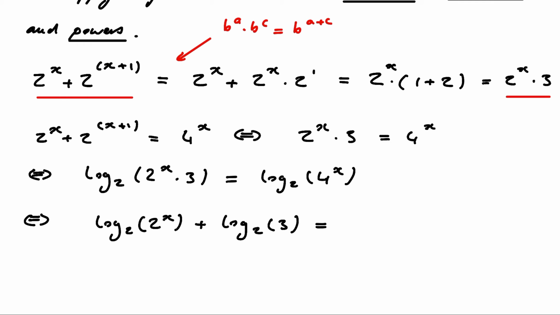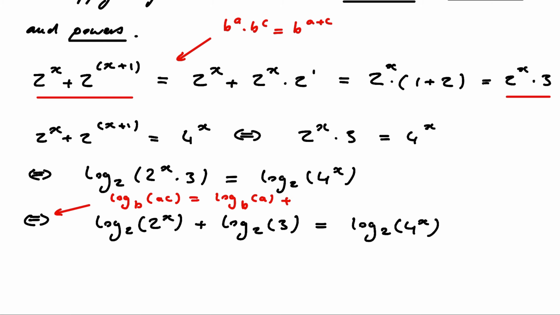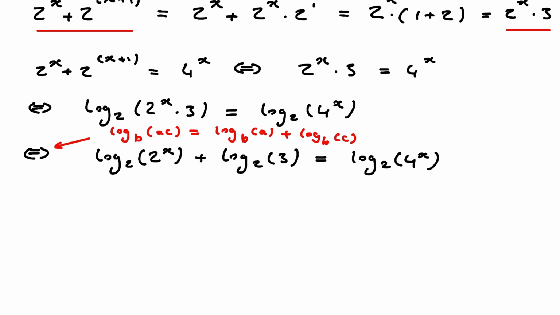Okay, so now let's start doing my log laws. First of all, I can break apart the left-hand side as a sum. Log base 2 of 2 to the x plus log base 2 of 3 is equal to, I'm going to do one at a time here. I'm not going to simplify too much at any stage. So this is the statement that log base b of a times c is equal to log base b of a plus log base b of c, assuming that a and c are positive, which they are in this case.